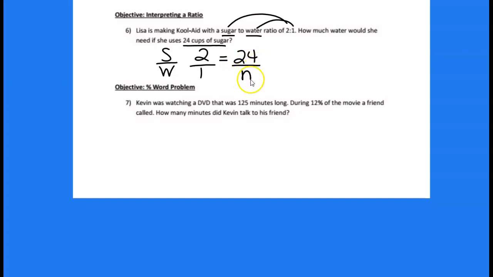Objective 6. Lisa is making Kool-Aid with a sugar to water ratio of 2 to 1. How much water would she need if she uses 24 cups of sugar? So I have sugar to water 2 to 1. So I'm going to use a helper fraction of s over w, 2 over 1 equals, and then I have 24 cups of sugar. Sugar is on the top according to my helper fraction.